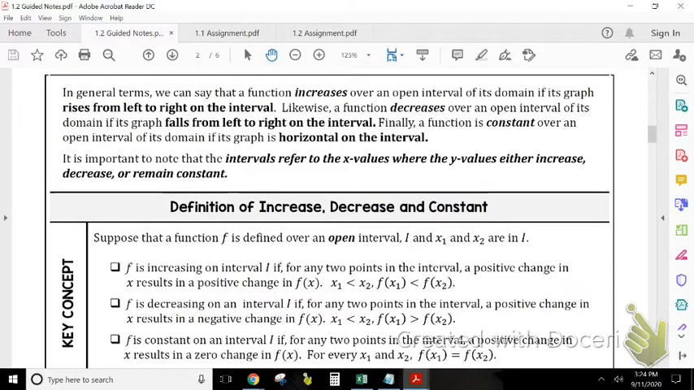Okay, so we're still doing lesson 2 of our first unit, graphs and functions, but this is part 2 to it. So I decided to break it up so the videos wouldn't be so long. On this part, we're going to start out talking about increasing, decreasing, and constant.